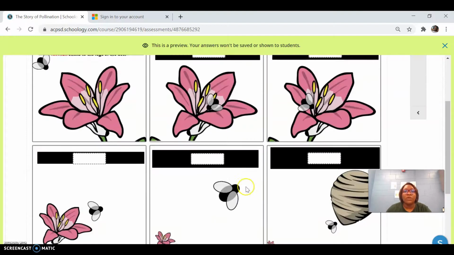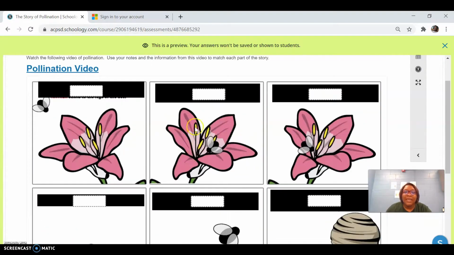A point that you want to look at here is the nectar is being collected first, the pollen is being dusted second. So the second step here is going to be the nectar being collected, pollen being collected. We talked about that in our live session yesterday.